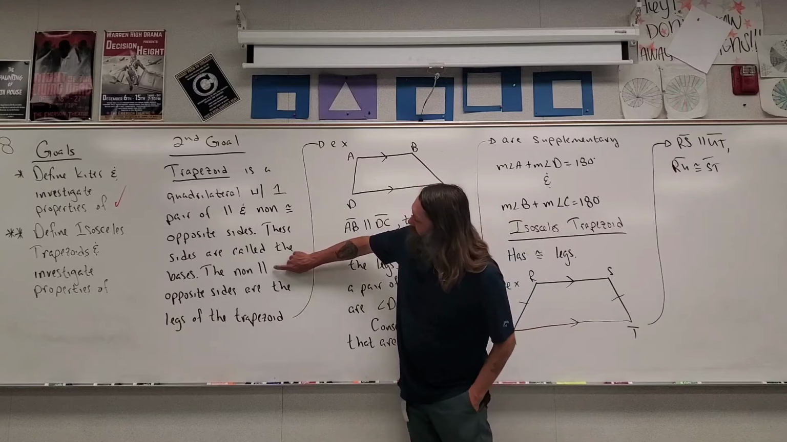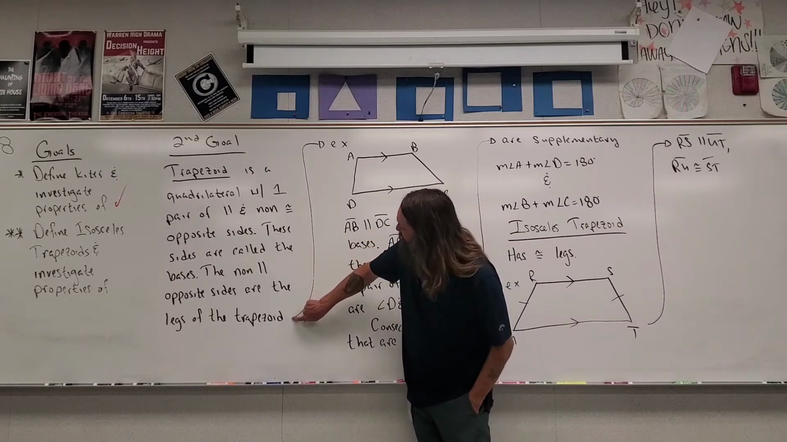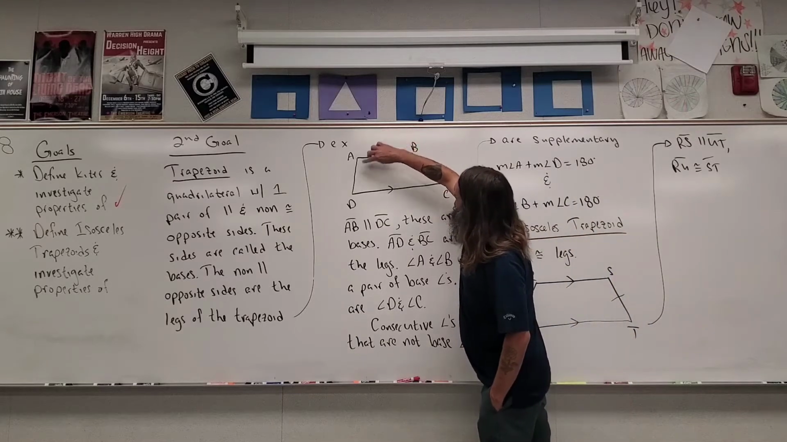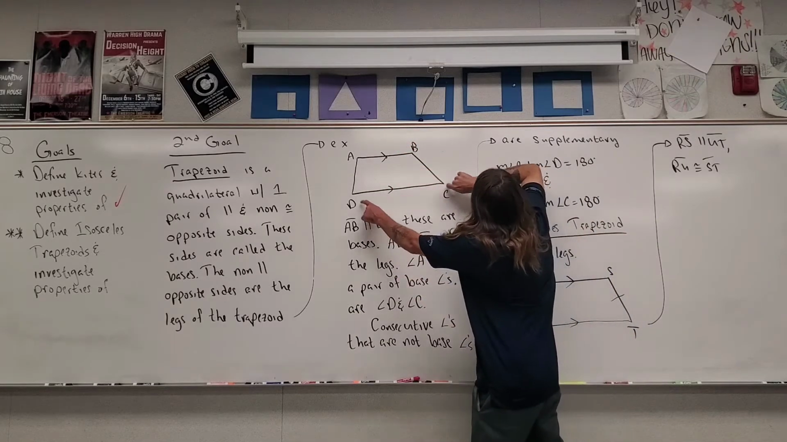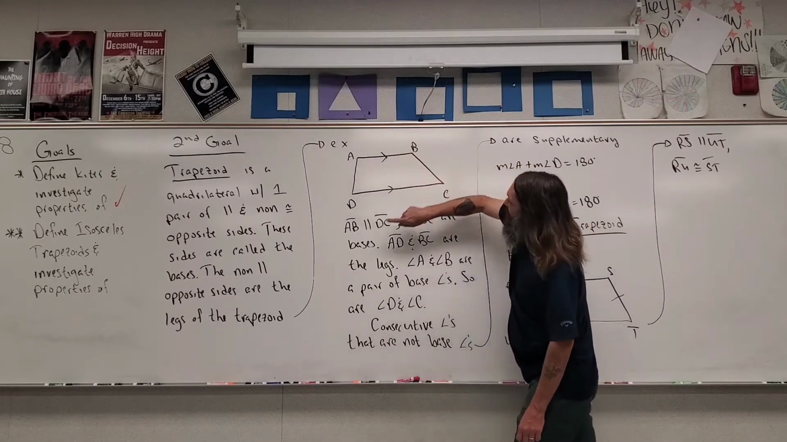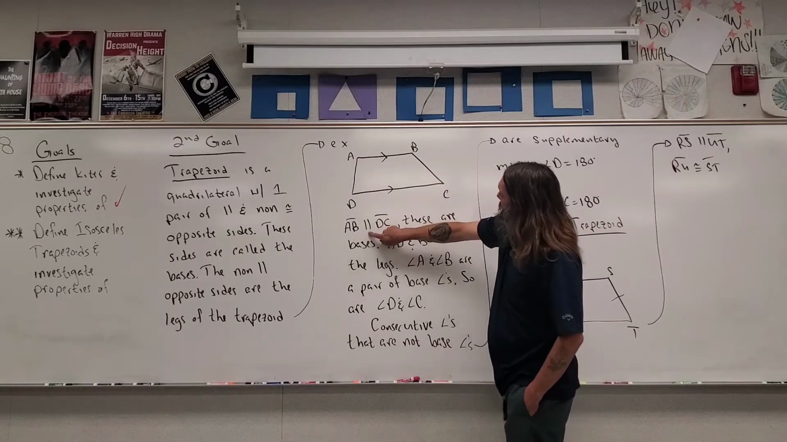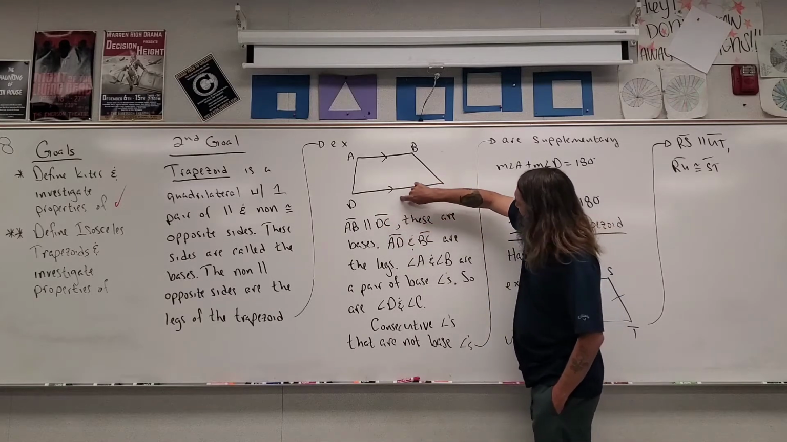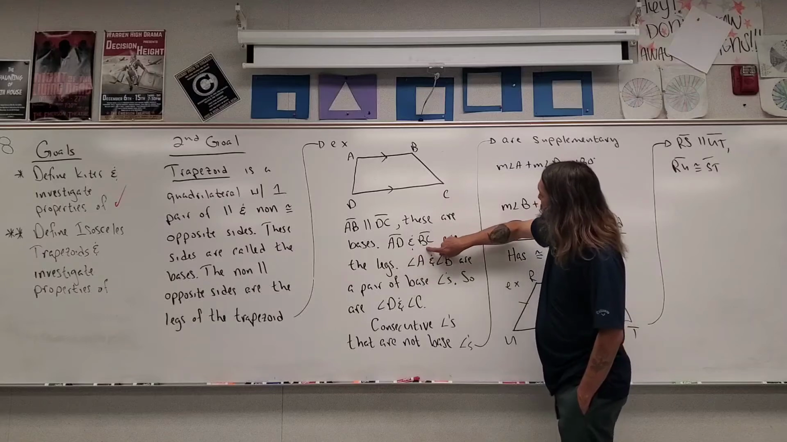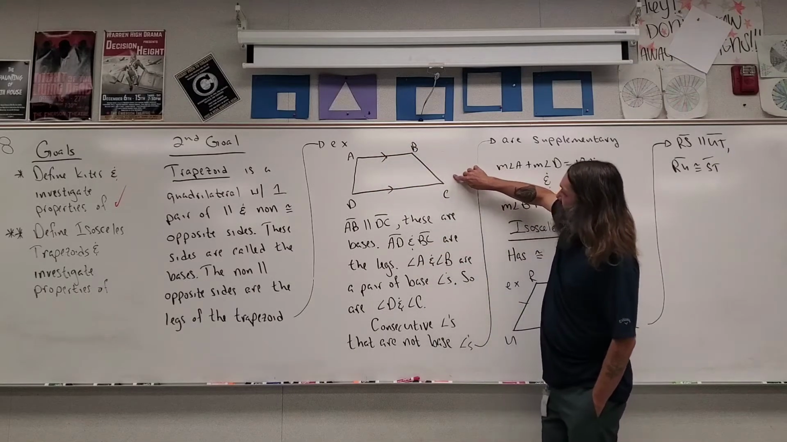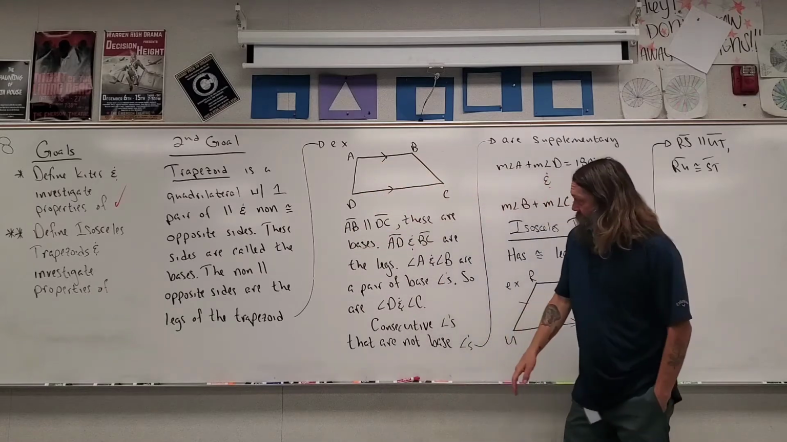The non-parallel opposite sides are the legs of the trapezoid. So here's an example of a trapezoid. My parallel opposite sides are not congruent. They're not the same length, okay? These are the bases. So side AB is parallel to side DC. We see that because they have the arrow. Side AD and side BC are the legs. They're opposite, and they're the non-parallel sides.